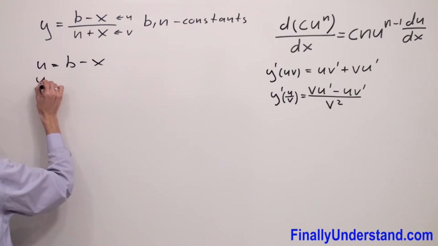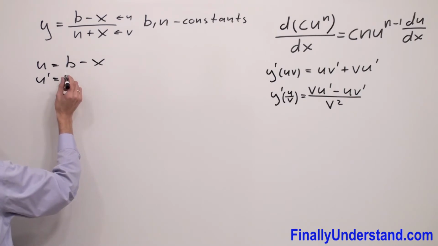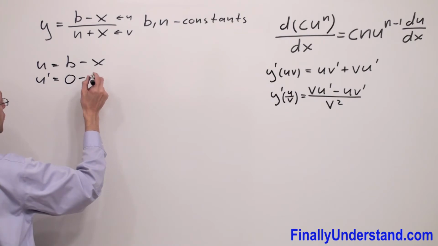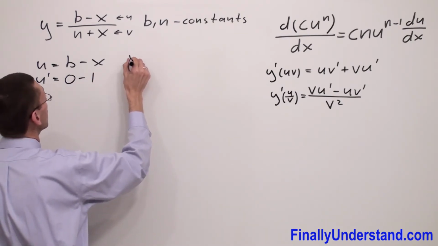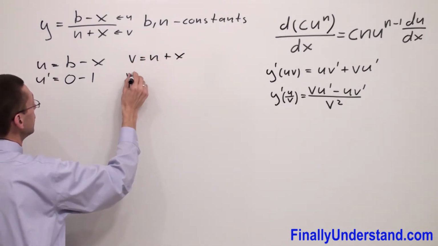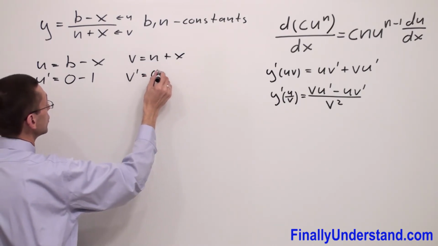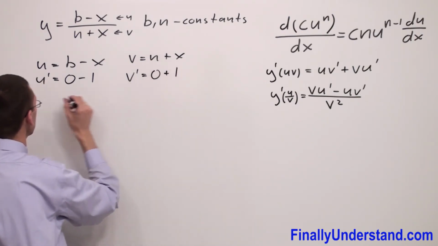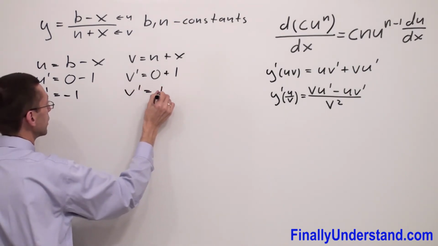So the derivative of u is equal to the derivative of b, as a constant, is equal to 0, minus the derivative of x, which is equal to 1. v is equal to n plus x. Derivative of v, so I have the derivative of a constant is equal to 0, the derivative of x is equal to 1. So u prime is equal to negative 1 and v prime is equal to 1.